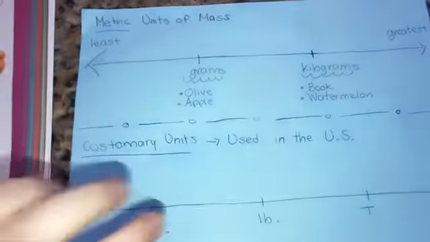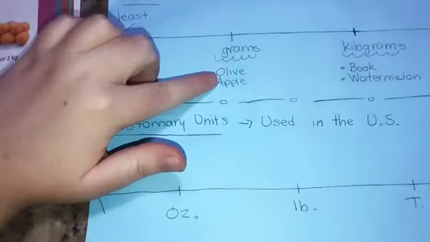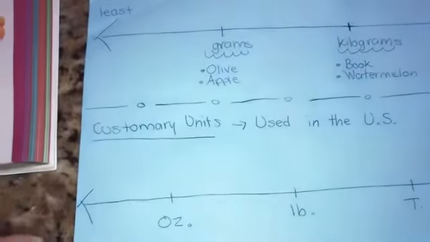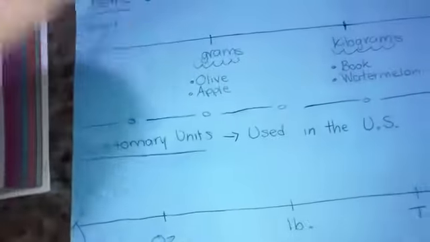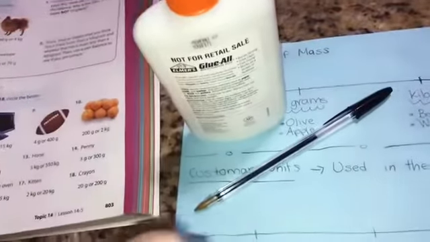I have my glue here next to me. This could be ounces. Going into the metric, grams are even smaller than ounces, even lighter. For example, yes, I did tell you this could be ounces, but this would be grams. It's even lighter.